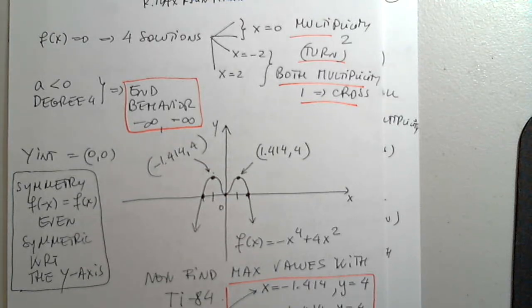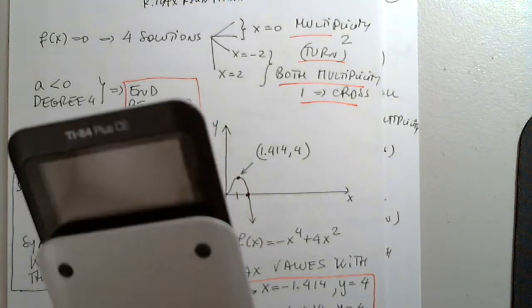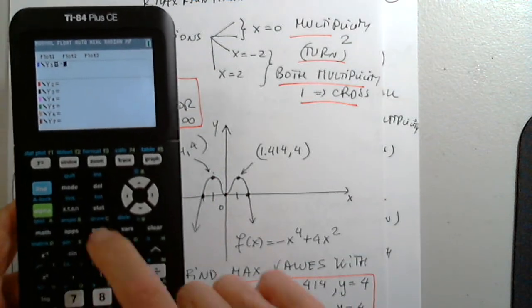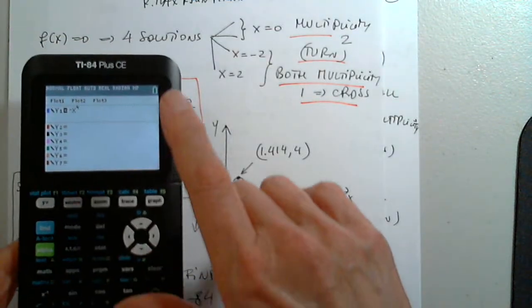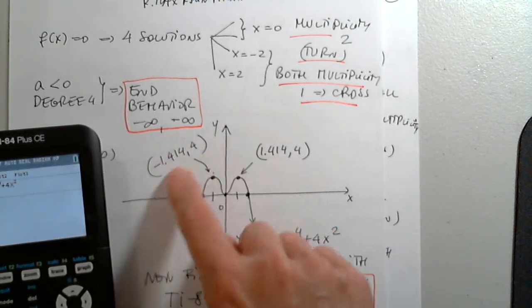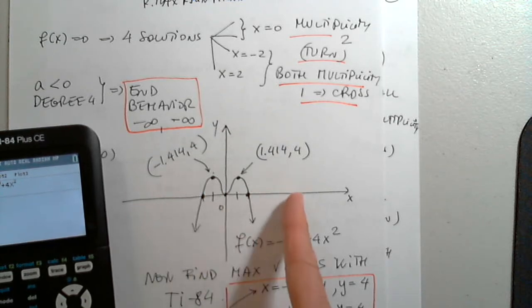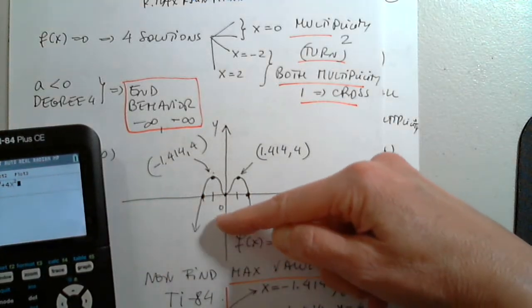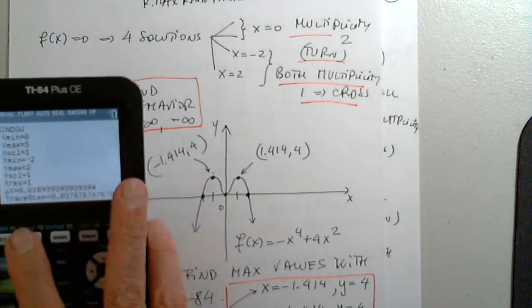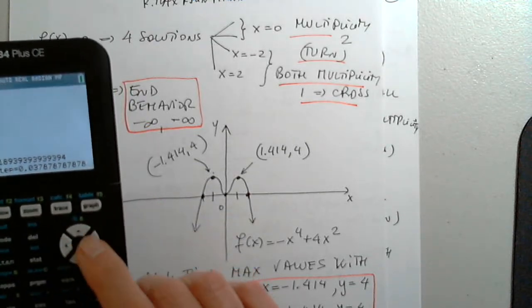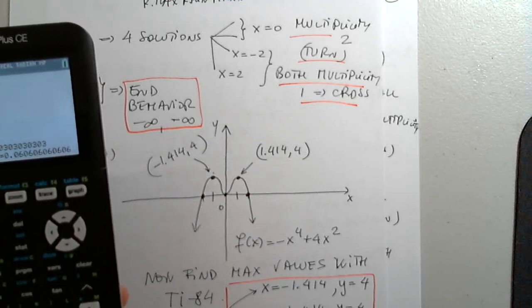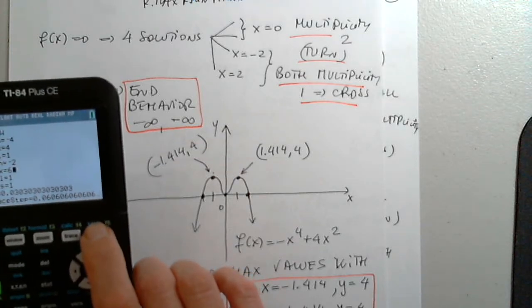Here it is. So you enter the function in y equals, and the function is -x to the 4th, and then plus 4x squared. And then we go to window. I know that the viewing window should not be more than -4, 4 with a scale of 1, and -2, 6 with a scale of 1. And I press graph.